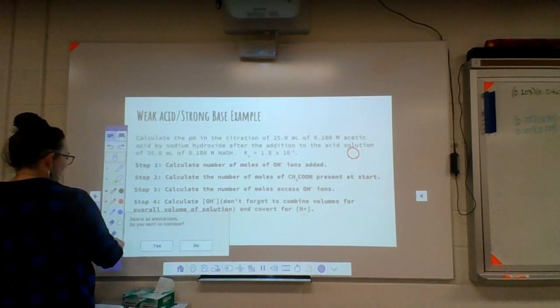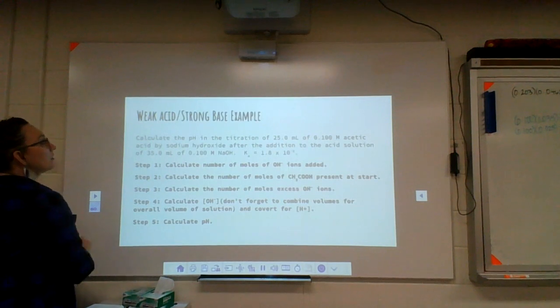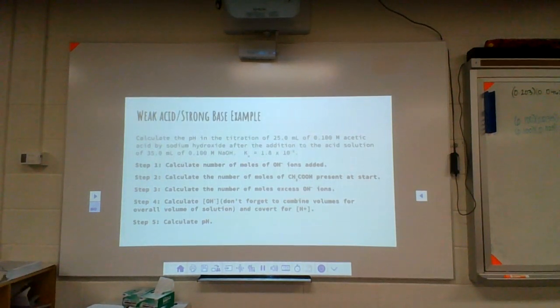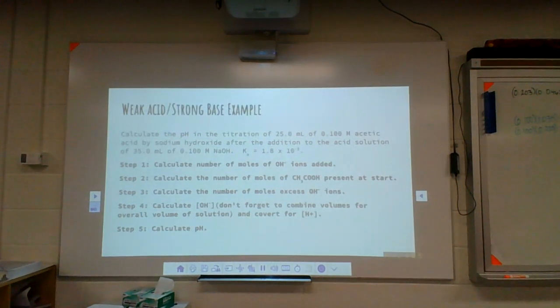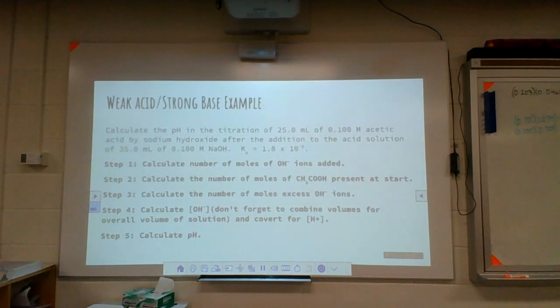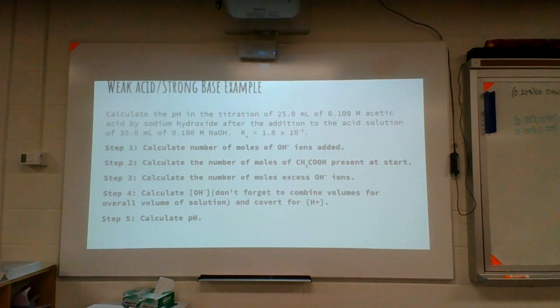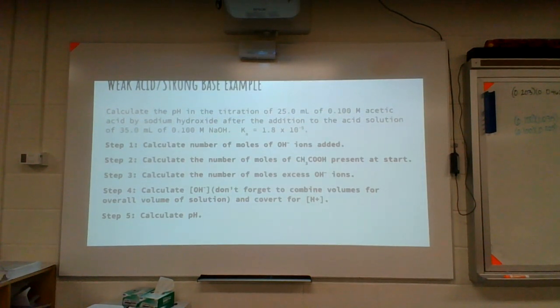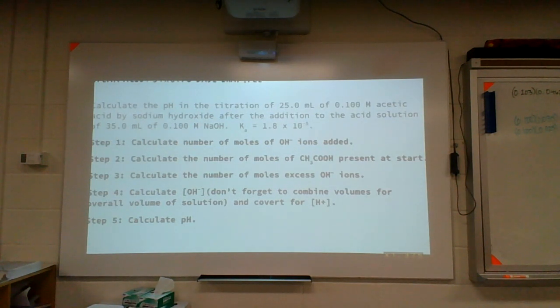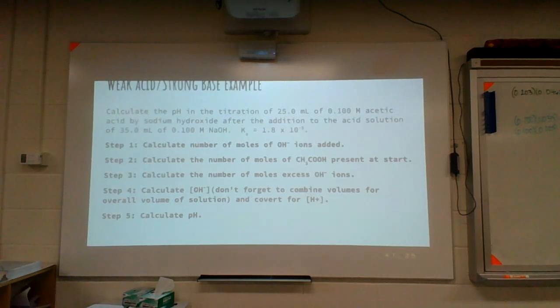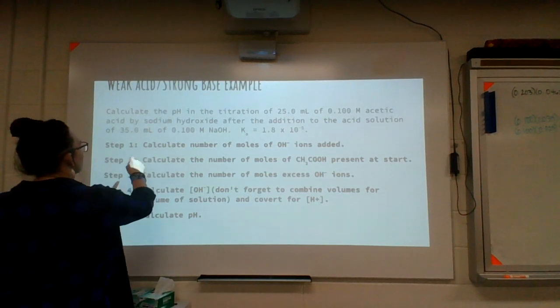So here's our next example. We're going to calculate the pH on the titration of 25 milliliters of 0.1 molar acetic acid by sodium hydroxide after the addition to the acid solution of 35 milliliters of 0.1 molar NaOH. And they give me my Ka value. So my first step, I'm going to calculate the number of moles of hydroxide ions added.